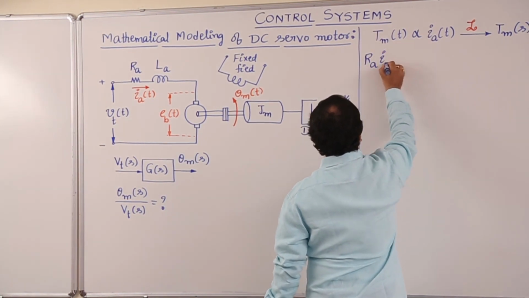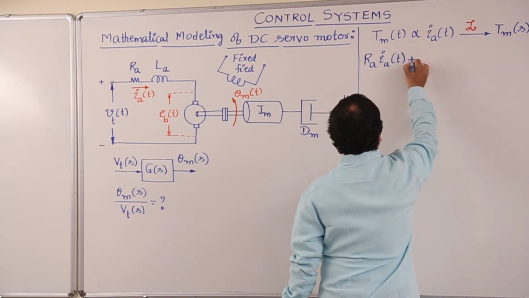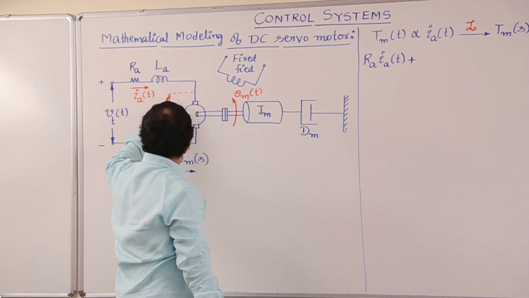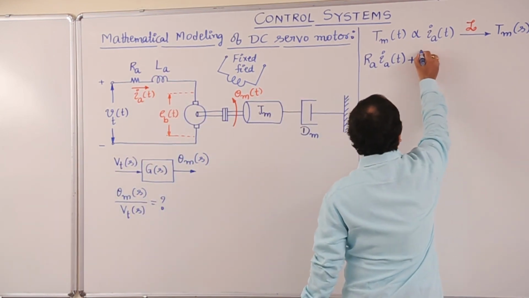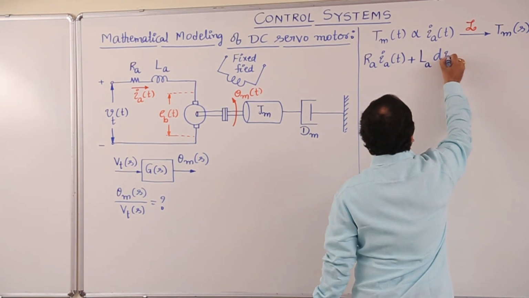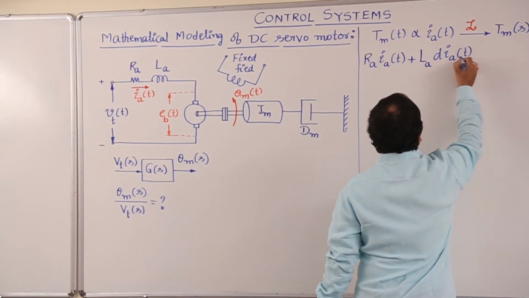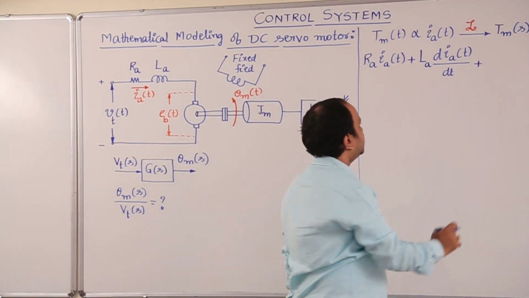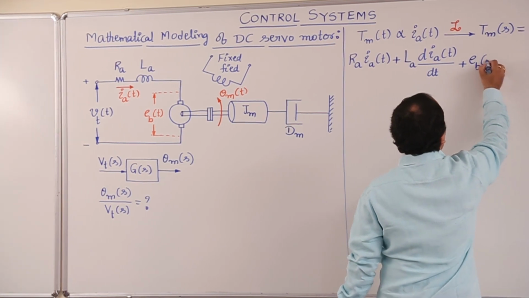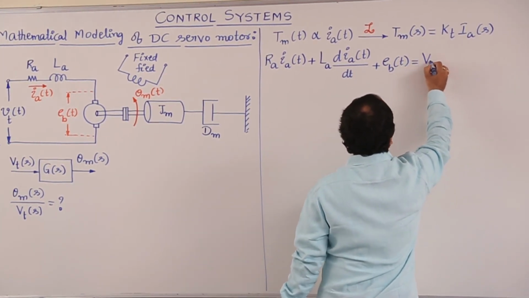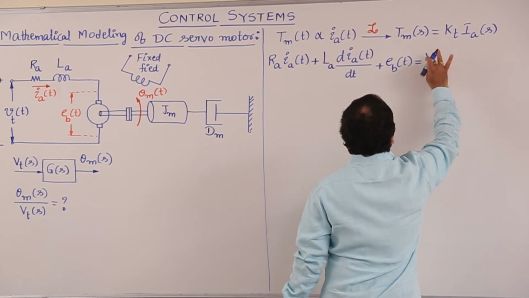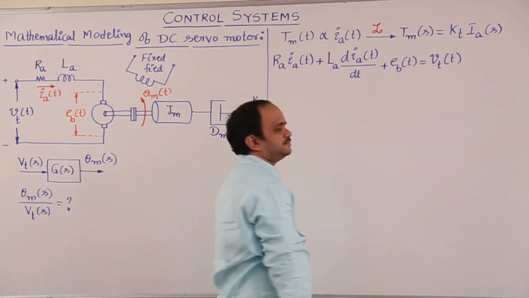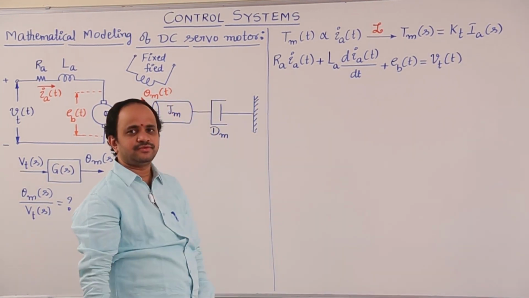Armature resistance drop Ra times Ia of t, plus voltage across the armature inductance La multiplied with the derivative of armature current, plus Eb of t. This total sum is equal to the terminal voltage Vt of t.